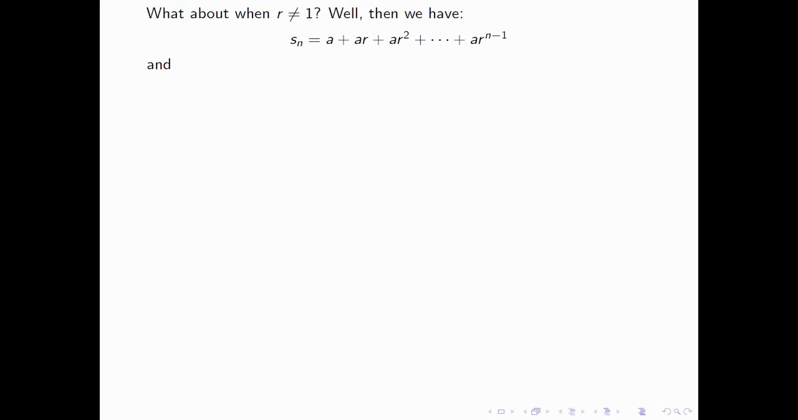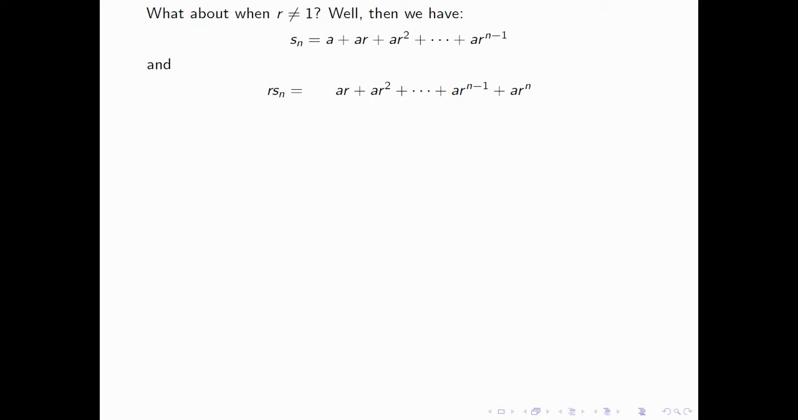Okay, what about other values? So now we're going to use an algebraic technique to simplify the limit calculation. When r is not equal to 1, we've got Sn written like that. Now we're going to take the same expression and multiply it by r and write it again. So we've got r times Sn is a times r plus a times r squared all the way up to a times r to the n minus 1 and a times r to the n.